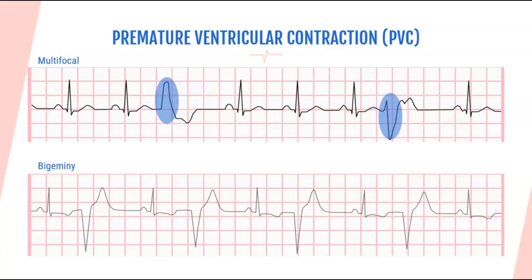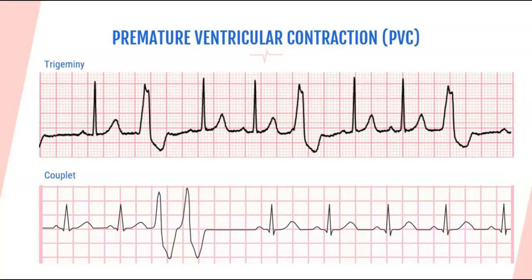Bigeminy is when a PVC occurs every other beat, which you can see on the bottom strip. Trigeminy is when a PVC occurs every third beat, which you can see on the top strip. And a couplet is when two PVCs occur together, which you can see demonstrated in the bottom strip.